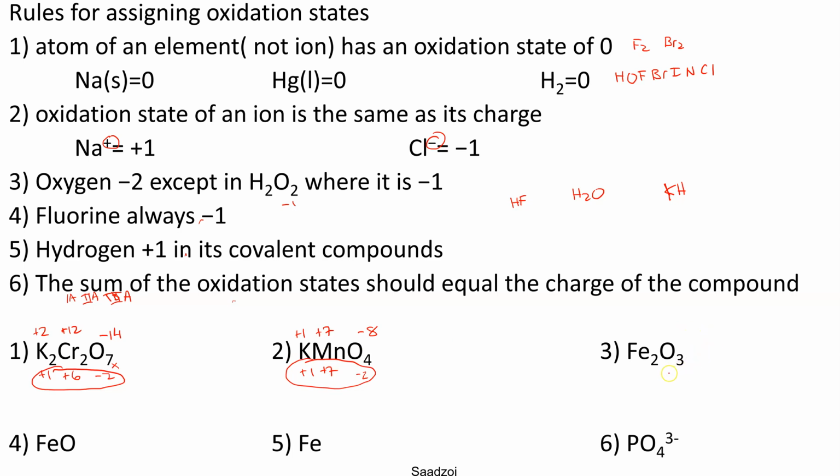Moving on to this one, negative 2, 3 of them, negative 6. So what does iron have to be? Positive 6. 0 overall, right? Individually, 6 divided by 2, 3. So once again, to go from the bottom charge to the top, multiply the charge by the subscript. To go the other way, from the top to the bottom, divide by the subscript. That's how we got these numbers.